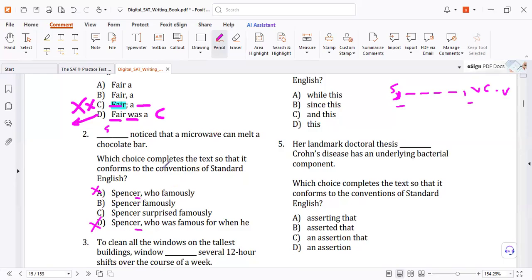Spencer famously, what is the verb? Remember, I need a verb. This is the verb. So Spencer noticed. So B can be Spencer noticed that. So subject, verb, and then complement. But if you look at C, Spencer surprised famously noticed, we have two verbs. What does that mean? Awkward meaning, it does not make sense. And of course it's wrong. Understood? Yes. That's right.